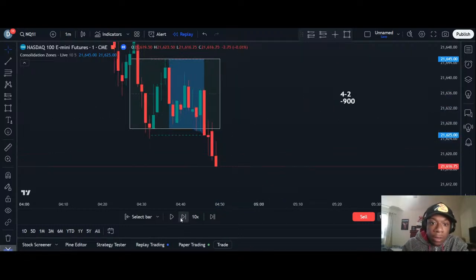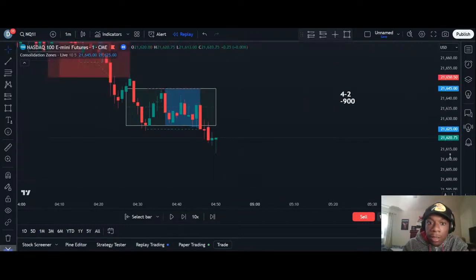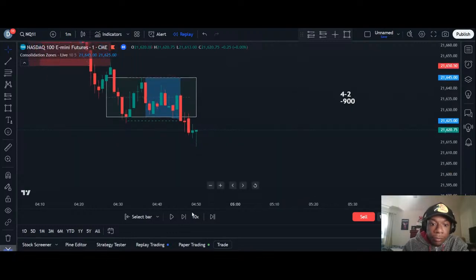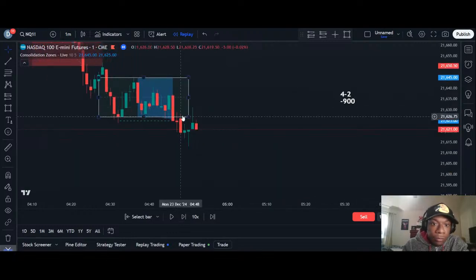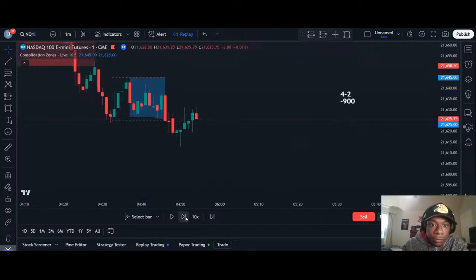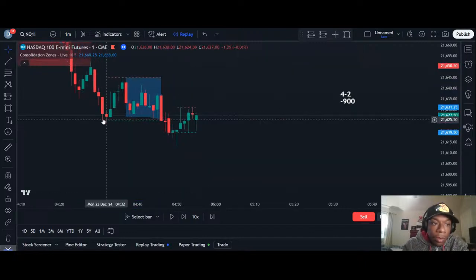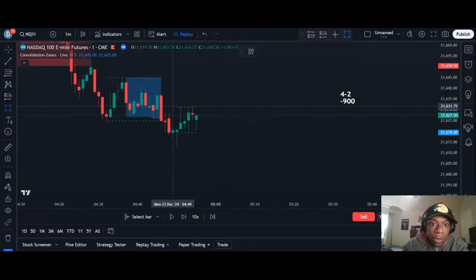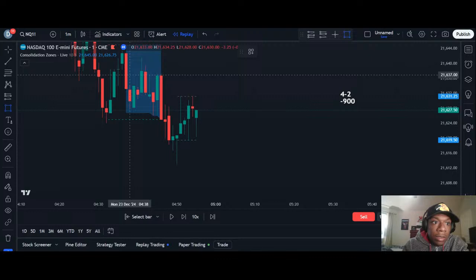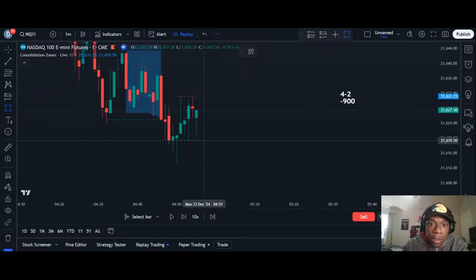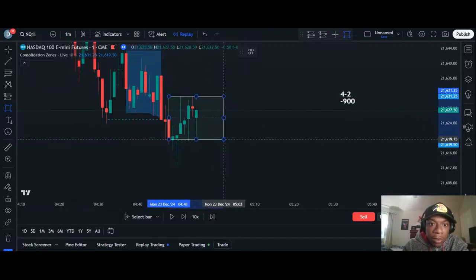All right, so let's wait for another setup. Boom, we got another zone. Draw a box around the zone. Just keep in mind, this indicator is called Consolidation Zones Live. And I think this is what, 4:55. So this is probably gonna be the last trade for Monday, and I'll move on to Tuesday.